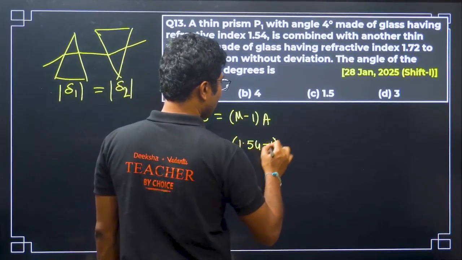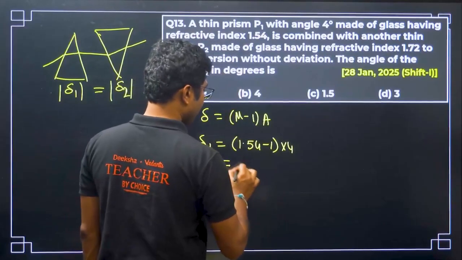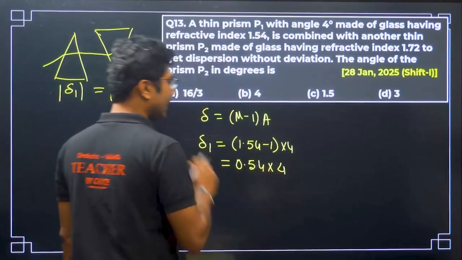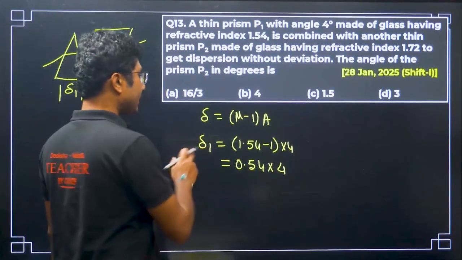1.54 minus 1 into 4 degrees. As I said, the conversion is not required for this particular problem, otherwise only if you are finding delta, then do not forget to convert this into radians. So, this is delta 1.